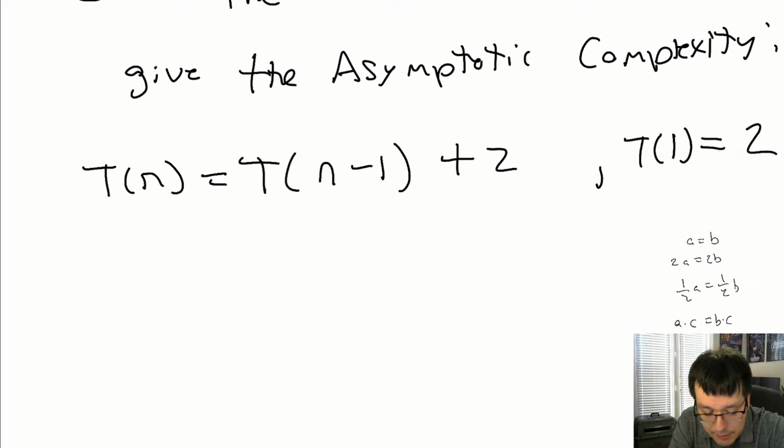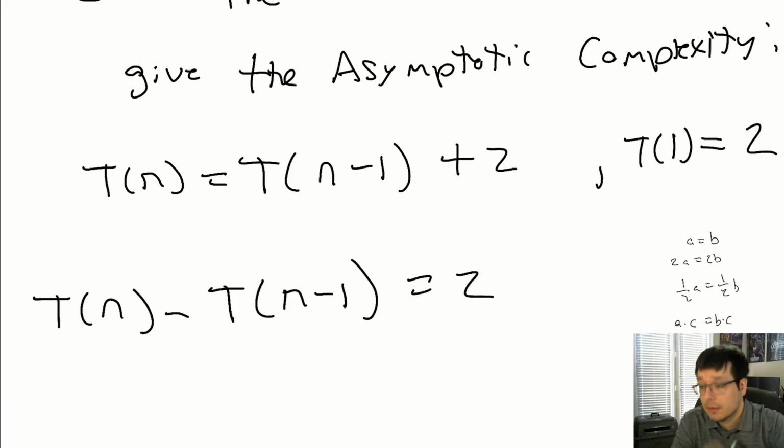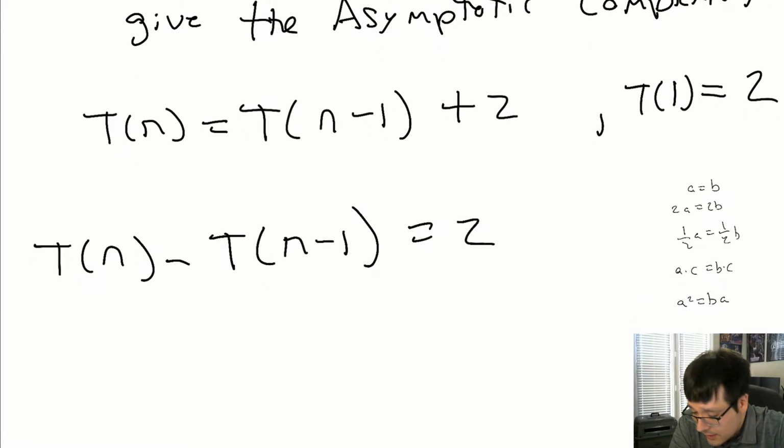so using that property, we can flip the T of n minus 1 to the other side, right? So we can say something like T of n minus T of n minus 1 is equal to 2, right? So that's how I get that, okay? So just making sure that I show that there, all right?